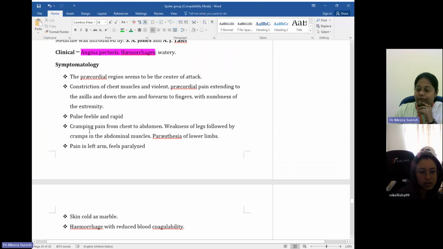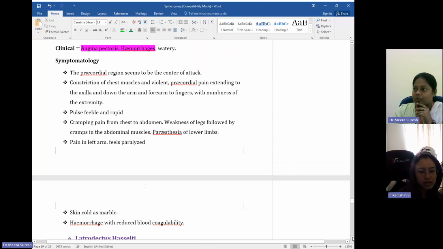This crampy pain can also move from chest to abdomen, and from the abdomen, it can even move to the legs also, with a weakness of legs and also paresthesia, or altered sensations in the lower limbs. Then the skin will be cold as marble. So when we see all these symptoms, there is no characteristic individual symptom. It's completely the symptoms of angina, and that itself is its feature.